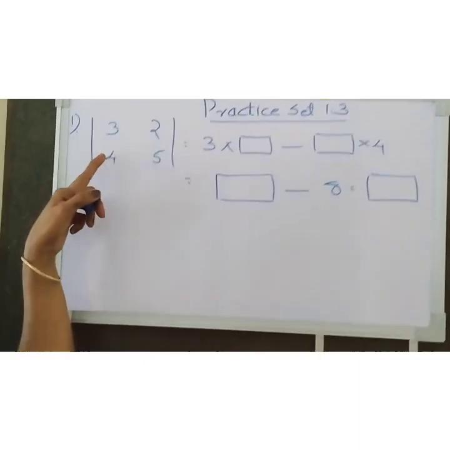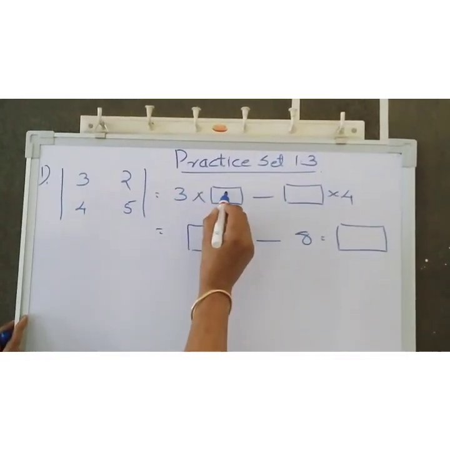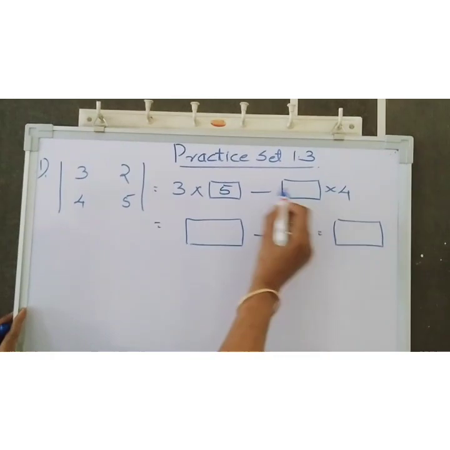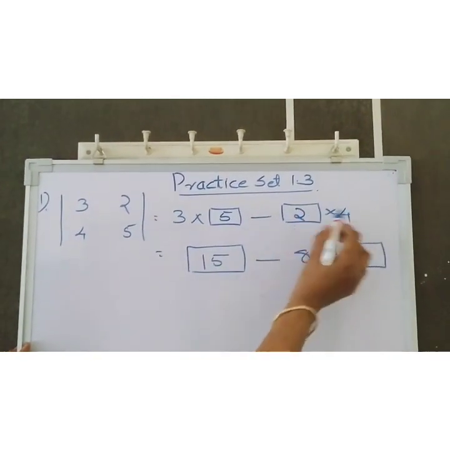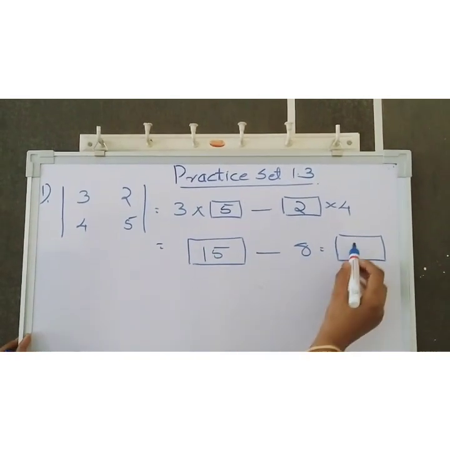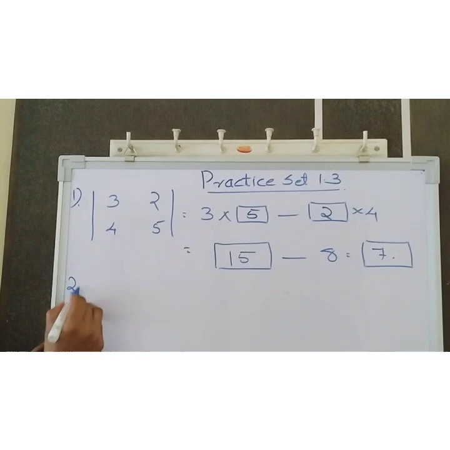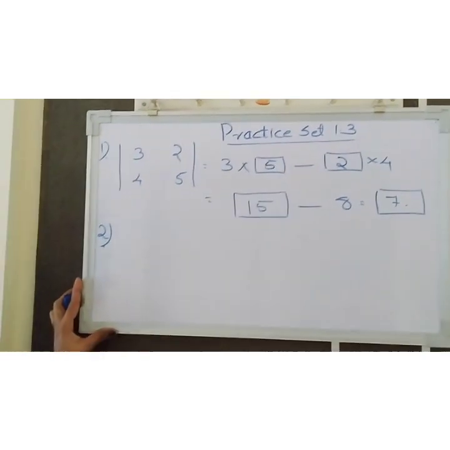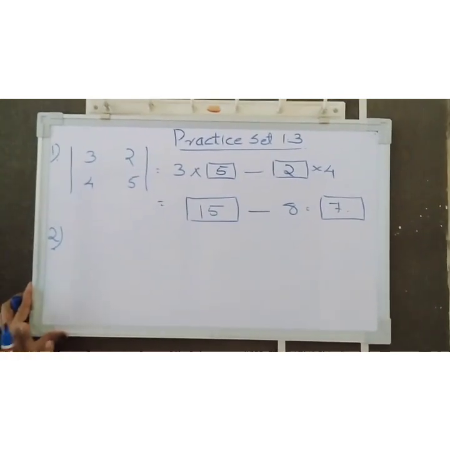Determinant of 3, 2, 4, 5. That means 3 into 5 minus 2 into 4. 3 fives are 15 and 4 twos are 8. 15 minus 8 equals 7. And the second question has 3 sums. One sum only I am doing. The other 2 sums you have to do in your notebook.